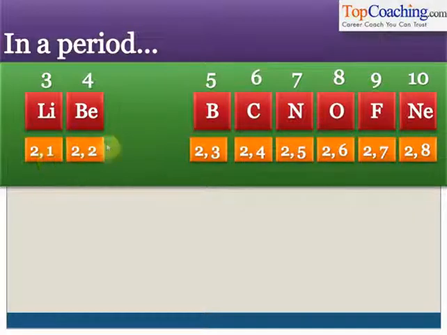These are the electron configurations of each of these elements in the same period. You can see that 2, 1 is the electron configuration of lithium. That's why it has 3 electrons. Beryllium has the configuration 2, 2. Boron 2, 3, carbon 2, 4, nitrogen 2, 5, and so on. So basically, as the atomic number increases, the valence electrons keep on increasing. So in the same period, the number of valence electrons keeps on increasing by 1 as we move from left to right in a period.